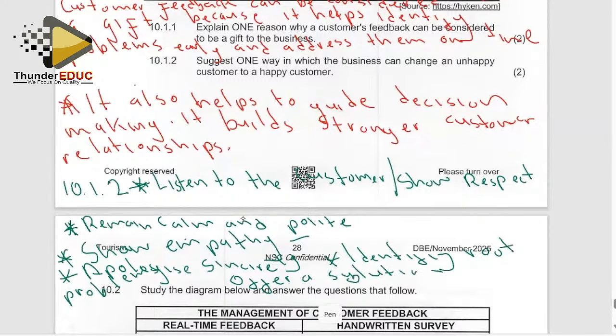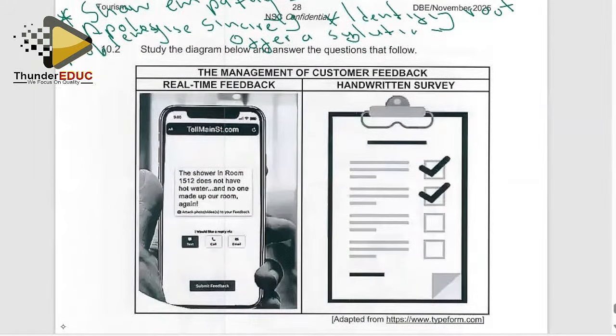So the first thing, listen to the customer and with respect, remain calm and polite. Even though the customer might shout, you must always remain calm and be polite. Then you show understanding and empathy. Put yourself in the customer's shoes. Apologize sincerely. Identify the root problem or a solution. Those are the steps which you can take. Now, moving on to the next question.